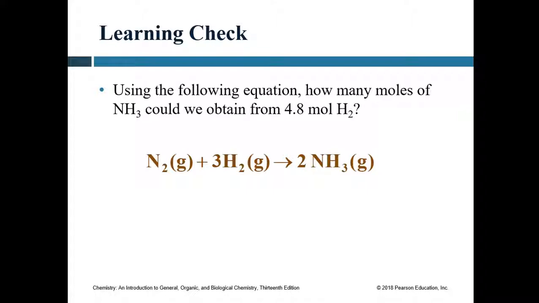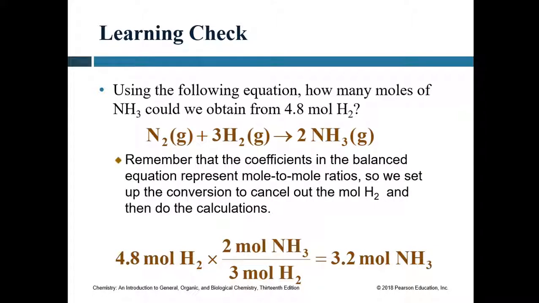Now then, our last problem, one more check. Using the following equation, how many moles of ammonia would we obtain from 4.8 moles of hydrogen? Press pause, see if you can figure out how to set this up. All right, now remember that the coefficients in the balanced equation represent the mole-to-mole ratios. So we set up the conversion to cancel out the moles of hydrogen. Why? Because that's what's given.